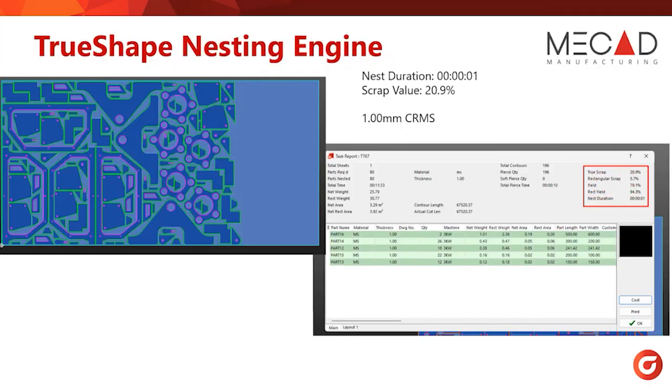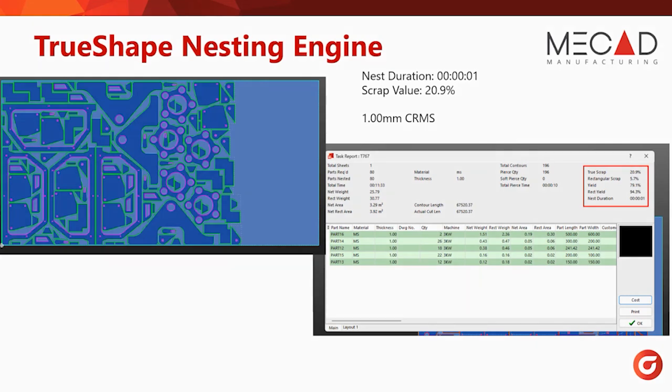Here we have the TrueShape nesting engine. We have a nesting that we've created using that nesting engine, and you can see the nesting was completed in just 1 second. However, it resulted in a scrap value of 20.9%, which in my opinion is a little high. Now, let's see how all of this compares with an HD Advanced TrueShape nesting engine, which is part of our advanced product range.